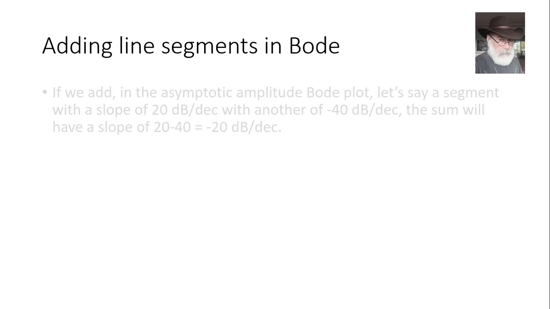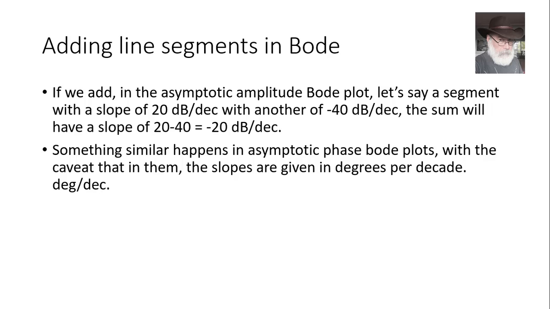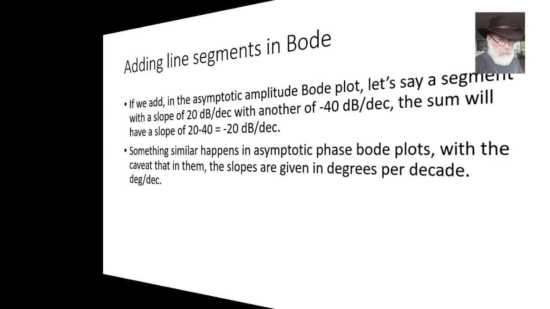And there is that. In Bode amplitude asymptotic plots, if we add, let's say, a segment with a slope of 20 decibels per decade with another segment that has a slope of negative 40 decibels per decade, the sum will have a slope of 20 minus 40, negative 20 decibels per decade. The same works with phase Bode plots, but the caveat is that slopes in these plots are given in degrees per decade, decs per decade.